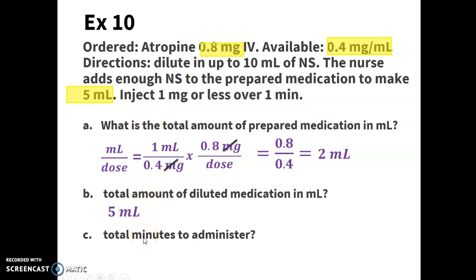Part C is asking how many minutes it is going to take to give this medication. Well, it did say to inject 1 milligram or less over 1 minute. So I'm not going back to the milliliters, it's the milligrams. How many milligrams are we giving? The order said to give 0.8 milligrams, which is less than 1 milligram, so it should take 1 minute. So part C, the total minutes to administer the medication should be 1 minute, because we are giving less than 1 milligram of medication. So write those down. Pause it if you need to. The next slide is going to wipe all this away.